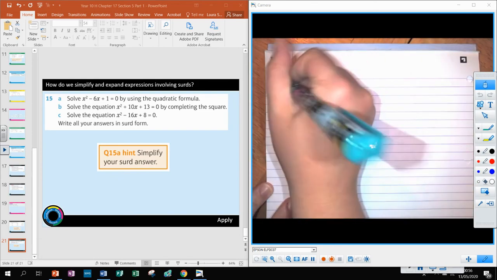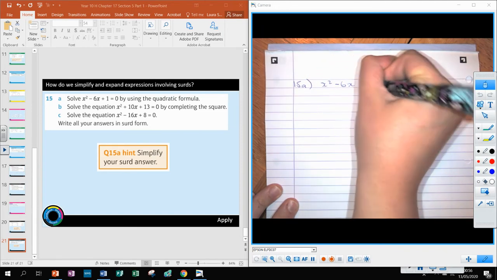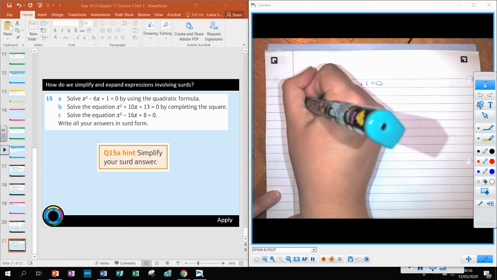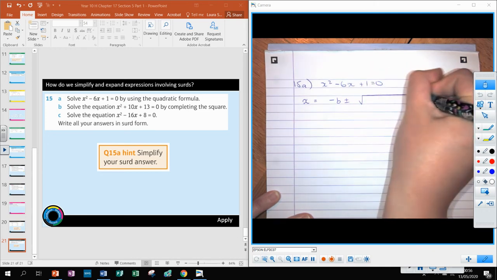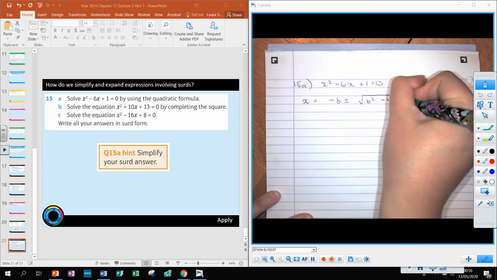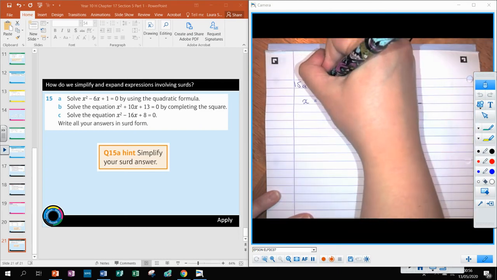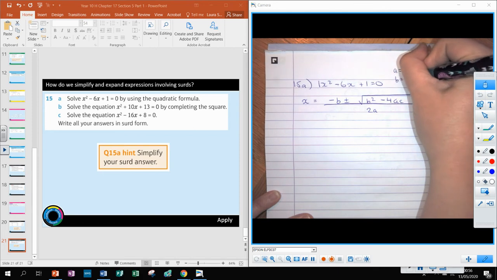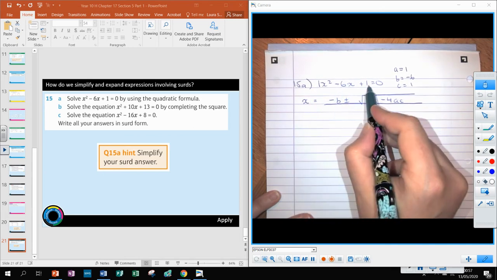So 15a, we have x squared minus 6x plus 1 equals 0. And they say solve this by using the quadratic formula. So let's remind you of the quadratic formula. That states that x will be equal to negative b plus or minus the square root of b squared minus 4ac all over 2a. Please remember that there is a 1 there. So this means that a is equal to 1, b is equal to negative 6, and c is equal to 1. So that's a, that's b, that's c.